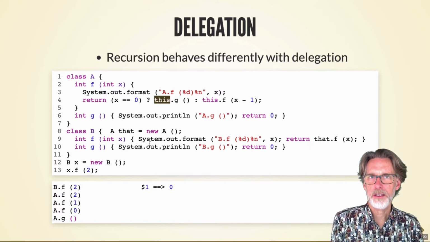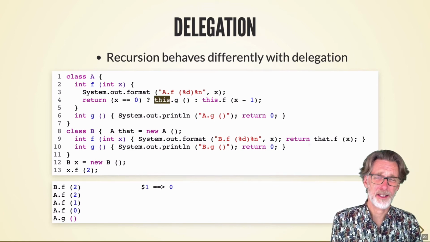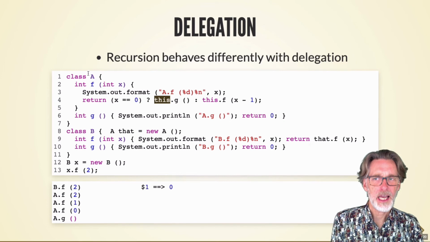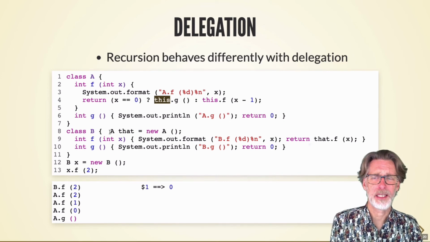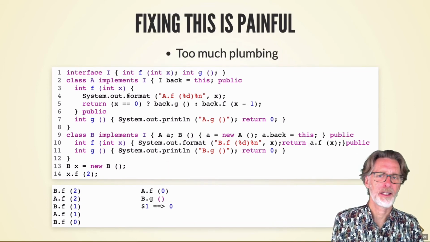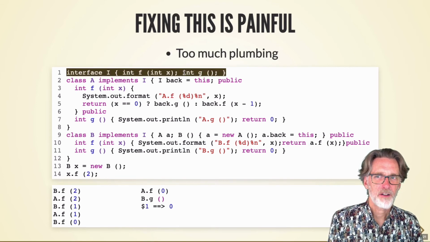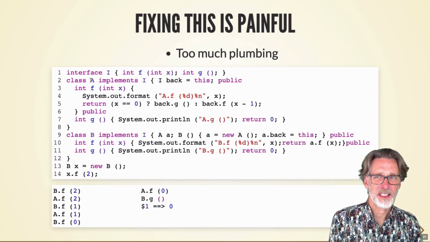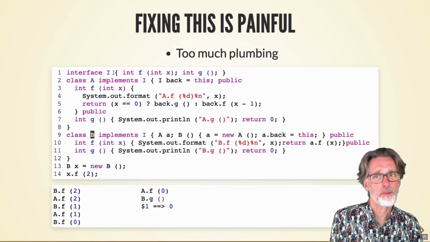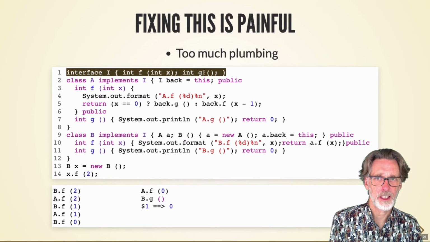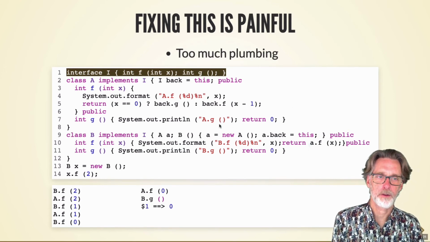How would you do this in a delegation-based approach? Well, it's actually fiddly because I need A to know about its subclass B. And doing this in Java is maybe more trouble than it's worth. I've done this by creating an interface so that A doesn't need to know about the specific subclass B. It just needs to know about something that has an F and a G.